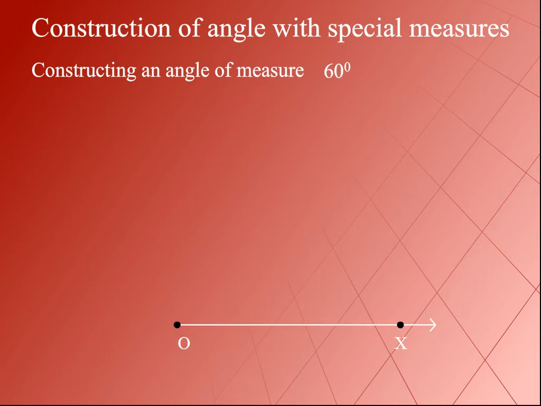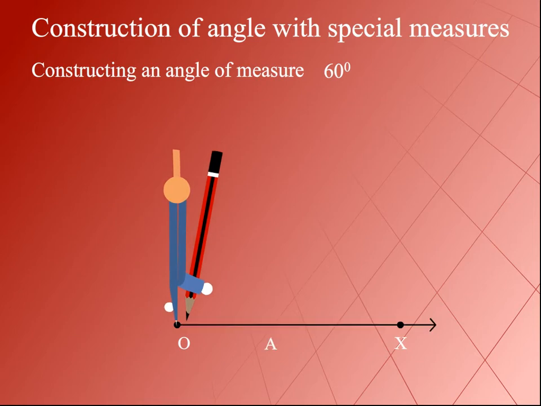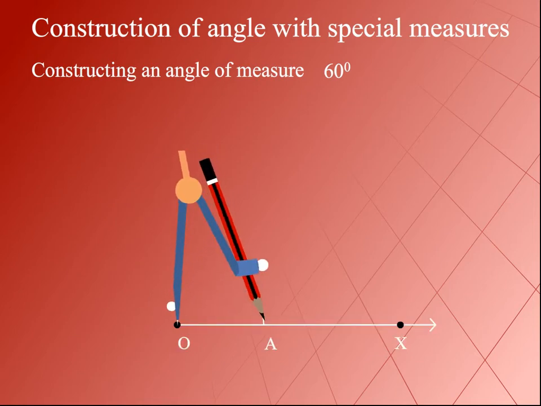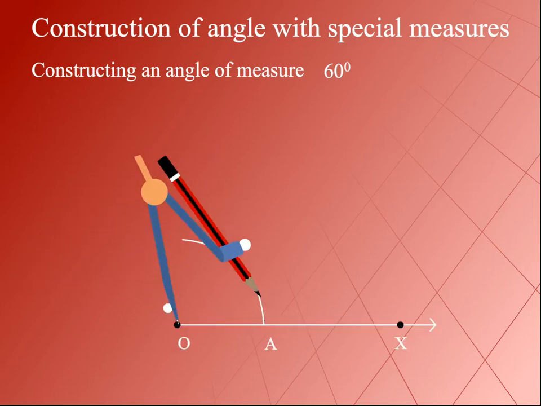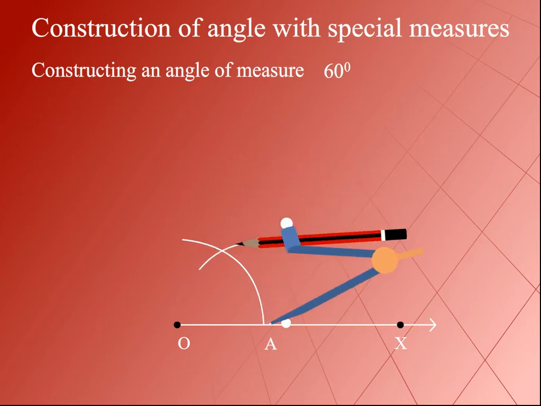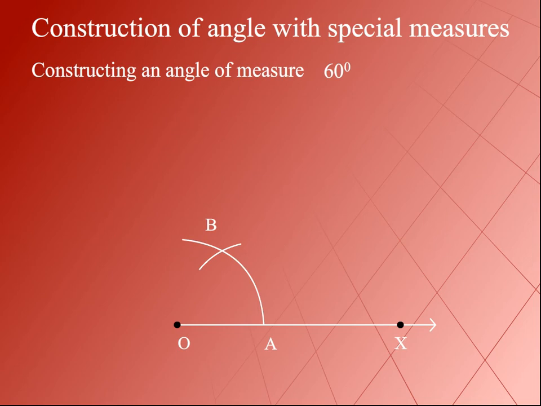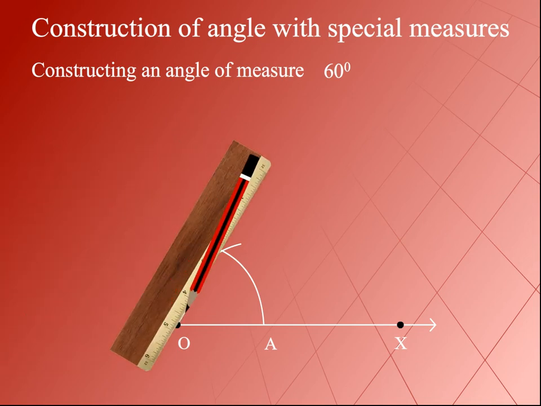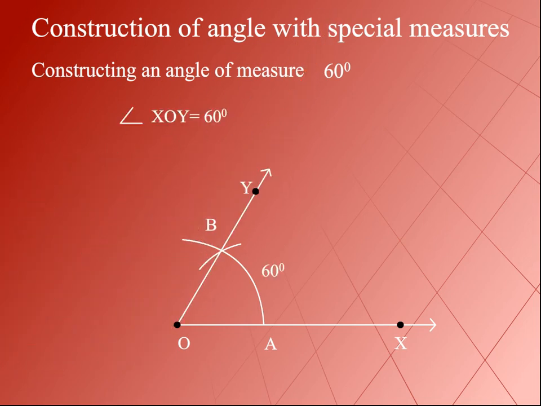Construction of angles with special measures. Draw a ray, say OX, with O as center and any convenient radius. Draw an arc cutting OX at A. With A as center and the same radius, draw another arc cutting the previous arc at B. Join OB and produce it to get a ray OY. Then angle XOY is equal to 60 degree.